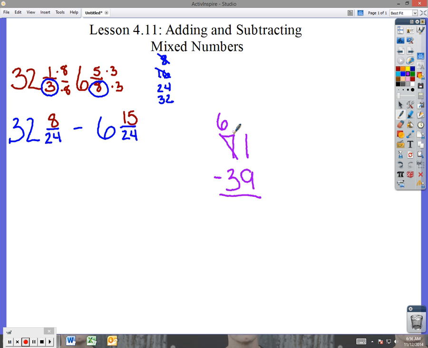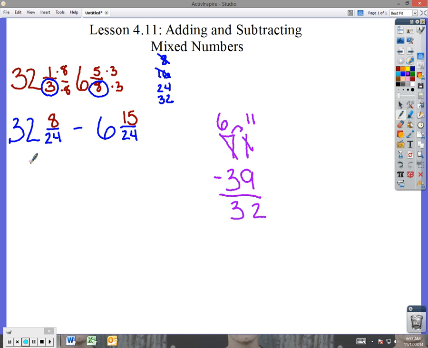And then you would take that group of 10 that you borrowed and add it to this 1 over here. So you have 10 ones plus 1 gives you 11 ones. Now, if you have 6 tens plus 11 ones, you still have 71. I have not changed the value of the top number. I have simply renamed it to look a different way. Now I have 11 minus 9 is 2. 6 minus 3 is 3.